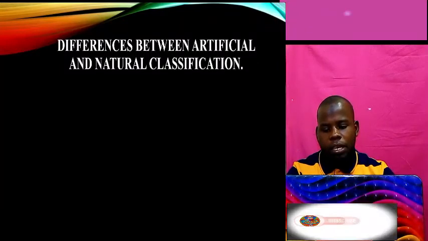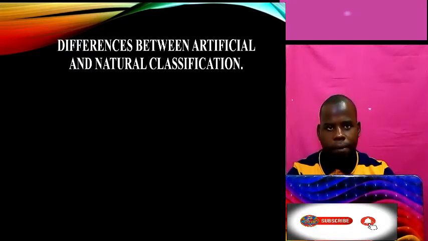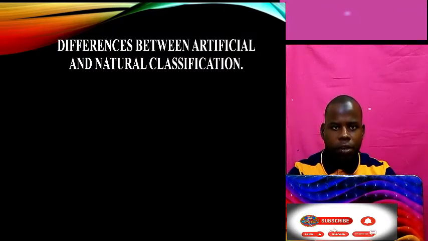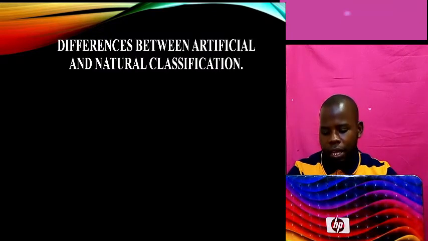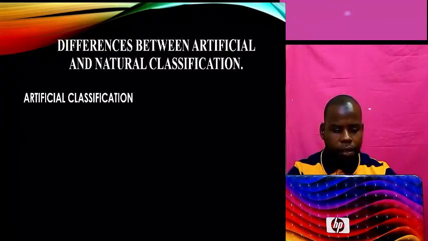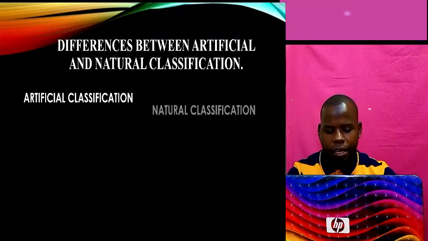Our topic is classification of living things, in Form 1 class. And now that is the introduction. So apart from the merits of natural classification, we see the differences between artificial and natural classification. What are the differences between artificial classification and natural?